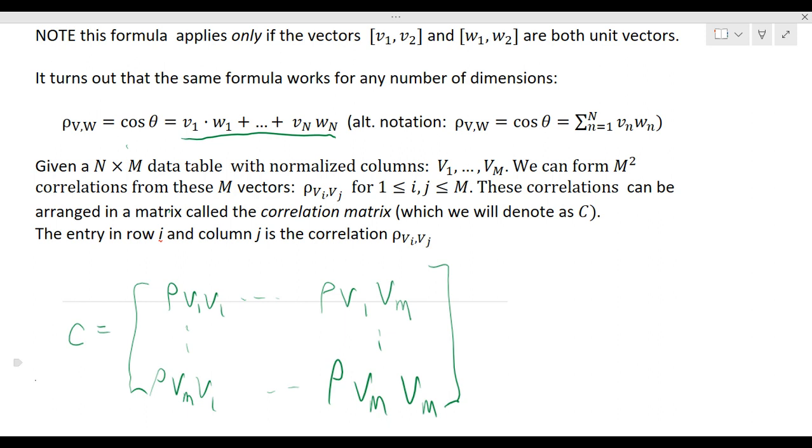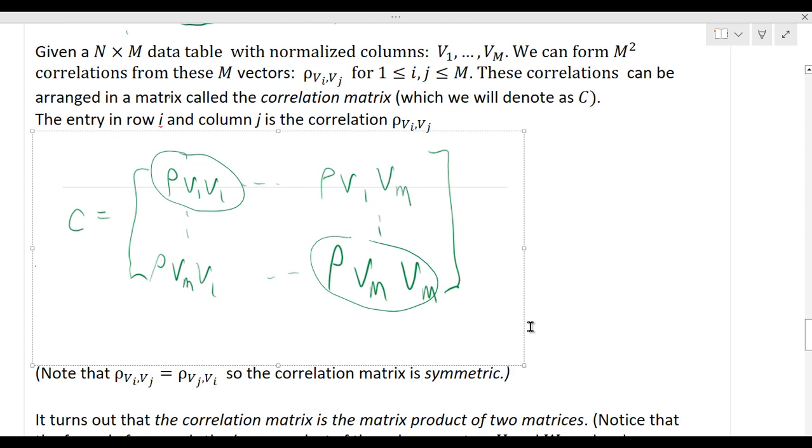Right? By the way, notice this row v1, row v1, v1. This value is going to be 1. You can think about why that is. All the diagonal entries here are going to be 1. And the matrix is symmetric, as I said before. Let's scroll down and see how we're going to make this work.